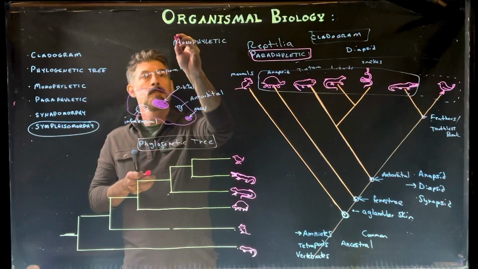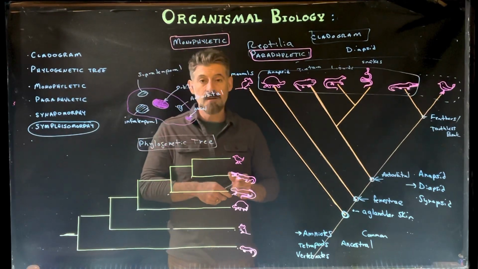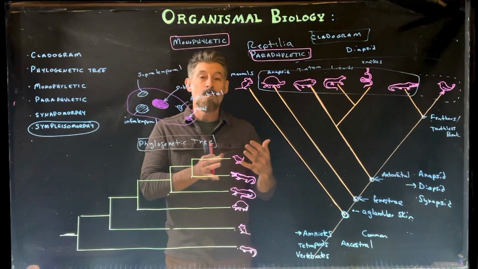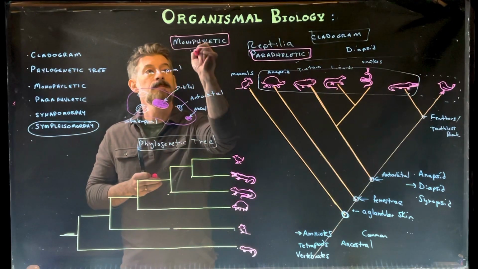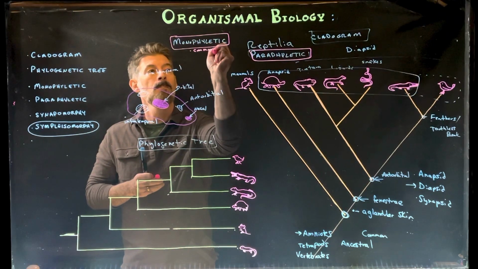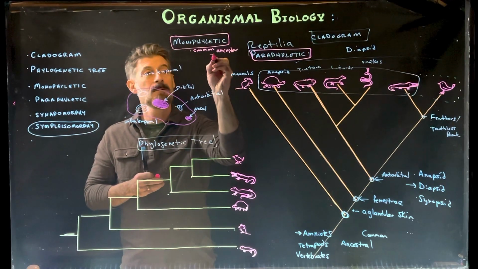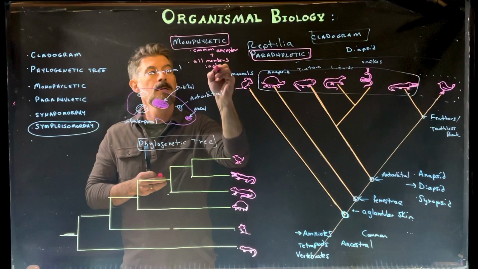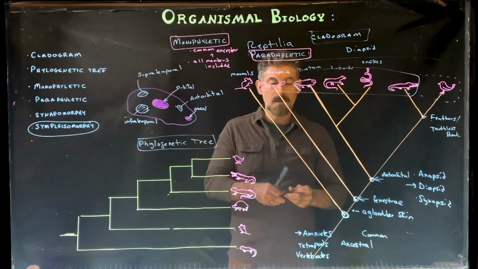We want all of our groupings or classifications of living things to be monophyletic. We hope that they are, because what monophyletic means is that they all share a common ancestor, and it's important that all members are included. Members based on the cladogram that you drew.